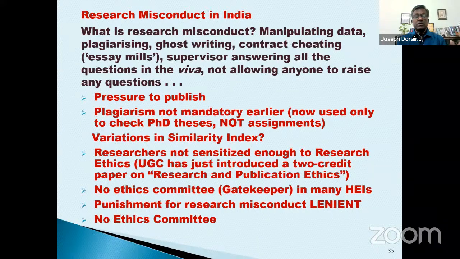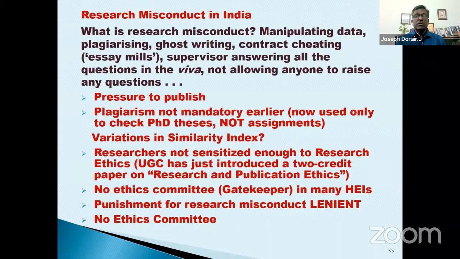The third one, the similarity index. Some universities say, oh, you can copy up to 25%. Some universities, shocking, they say you can copy up to 30%. So the UGC should come up with a uniform similarity index. 10 to 15% is okay. Then as I said earlier, the course on research methodology should be made strong and vibrant. It is against this backdrop that the UGC has just introduced a 2-credit paper on research and publication ethics. Now, the last 3 points.